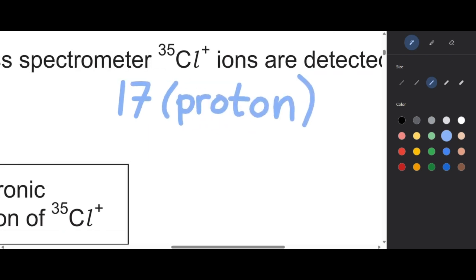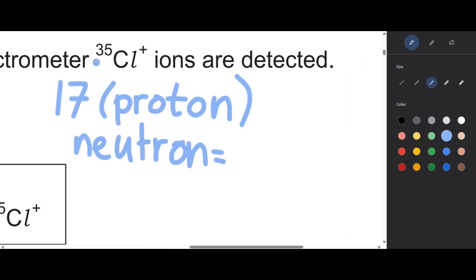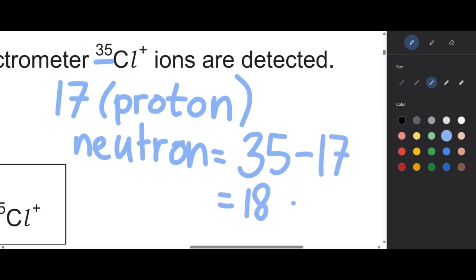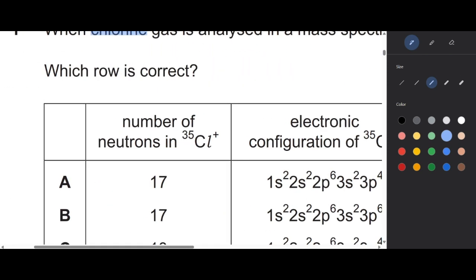The mass number of chlorine is shown as 35. So 35 minus the proton number, which is 17, so the neutron number is 18. From this we can eliminate option A and option B.